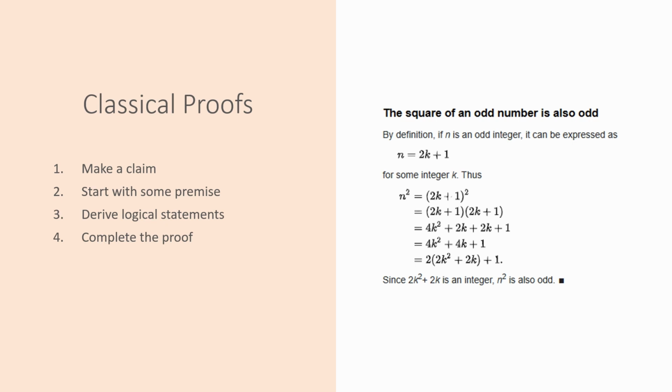Here's an example on the right. We start with the claim, the square of an odd number is also odd. Then we define the premise. By definition, if n is an odd integer, it can be expressed as n equals 2k plus 1 for some integer k. From there, we will derive some logical statements by doing math. And finally, we end with the conclusion that since 2k squared plus 2k is an integer, n squared is also odd. This supports our original claim and the proof is complete.